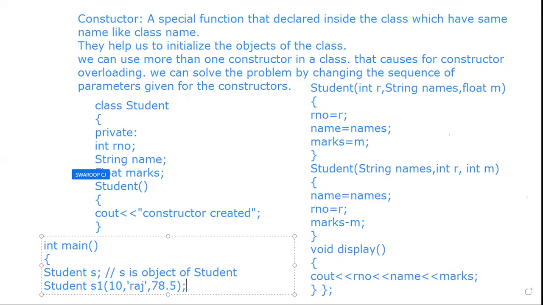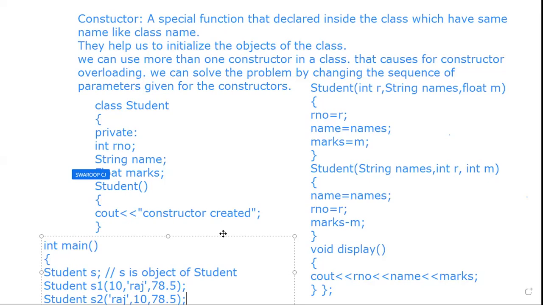The same way, if you want one more constructor, student S2, this time I will give the name first, then the roll number second, and marks third. So in this case, what will happen? It will call the third constructor. So this way you can call whichever constructor you want, right?